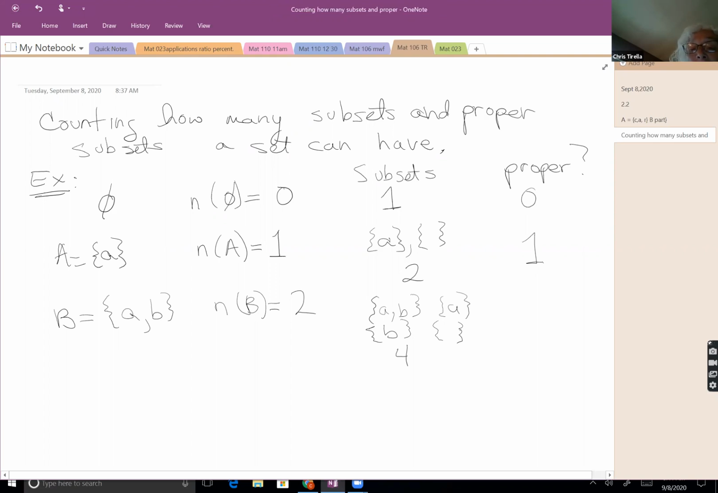Yep. Now, of those four, how many are proper? Three, because when we count the proper, we'd eliminate the set itself.